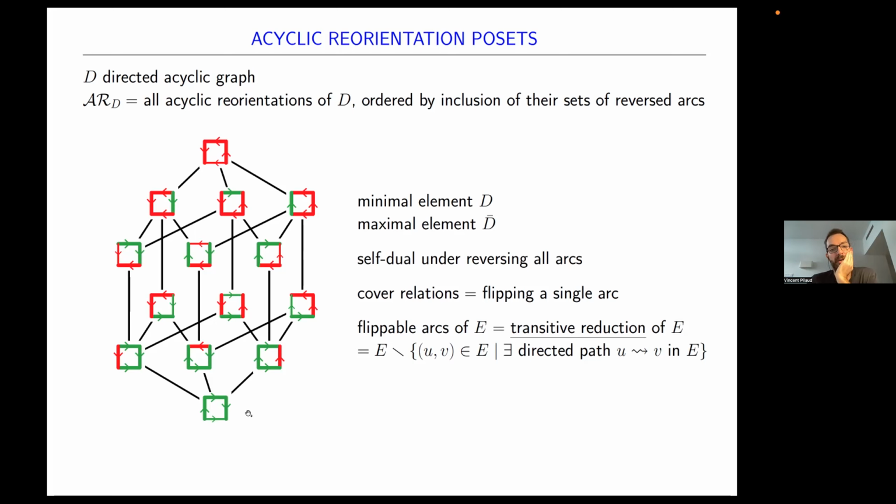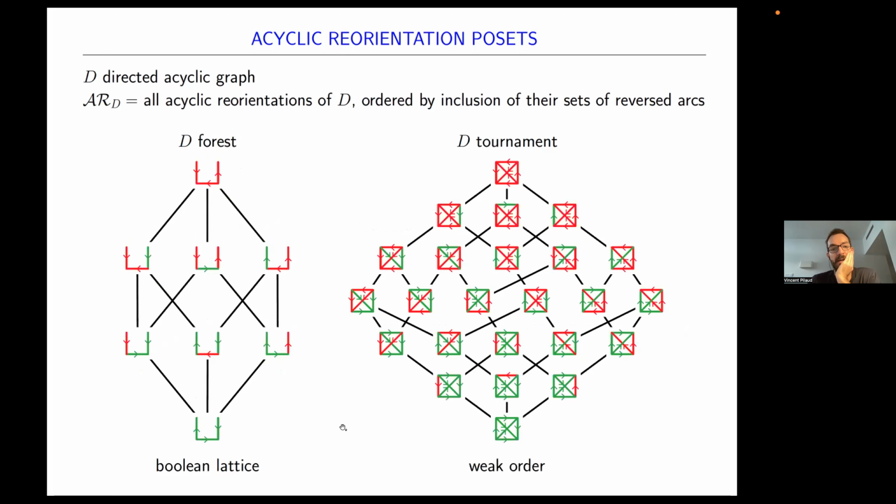Okay, so I have a poset. It's a nice poset, and of course, some examples are interesting. So if I start from a forest, so if the directed graph I start from is a forest, then what I get is a Boolean lattice, just because I will never create a cycle. There's no unoriented cycle. There is, of course, no oriented cycle.